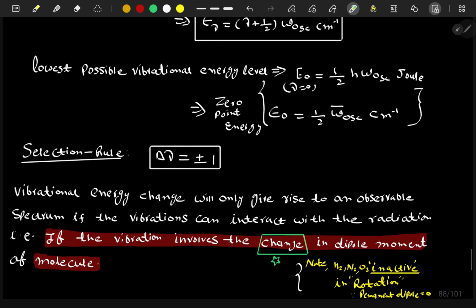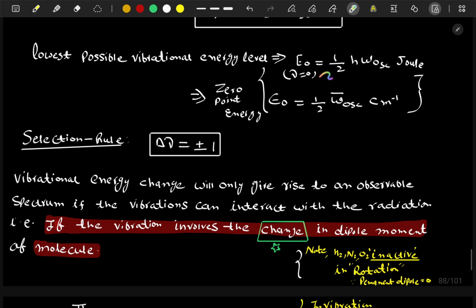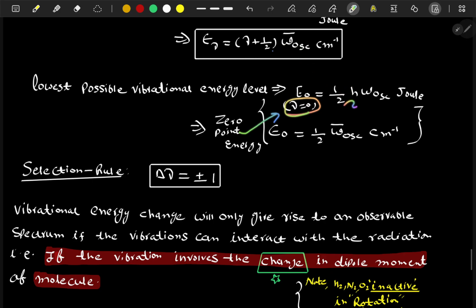Now we will discuss the lowest possible vibrational energy. For the ground state, nu equal to 0, which is also known as zero point energy. From here you calculate half h omega oscillatory, which is in joule, and if you remove this h, then it will be in terms of centimeter inverse. So zero point energy will be equal to half omega oscillation.